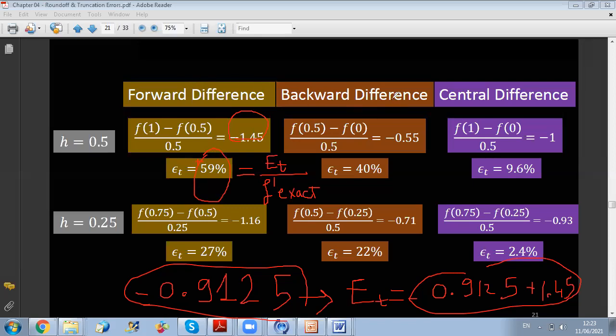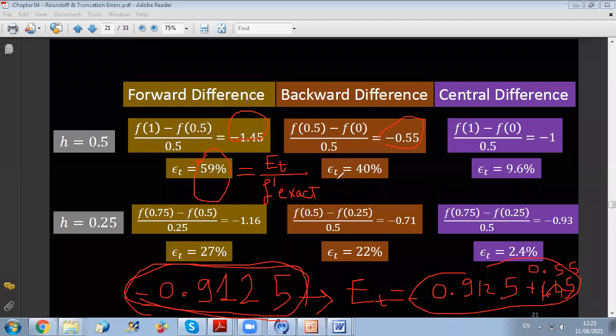For the backward difference, I will repeat the same procedure. The true error will be the true value, which is minus 0.9125, but instead of plus 1.45, I will do plus 0.55. Okay. So here, for example, the true error is negative, while in the forward difference it was positive.